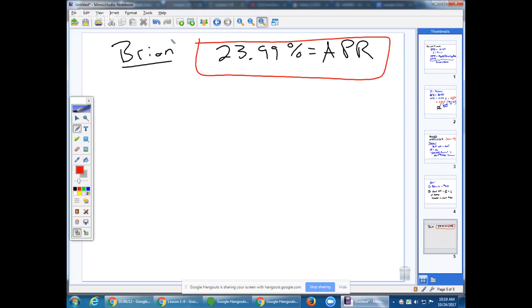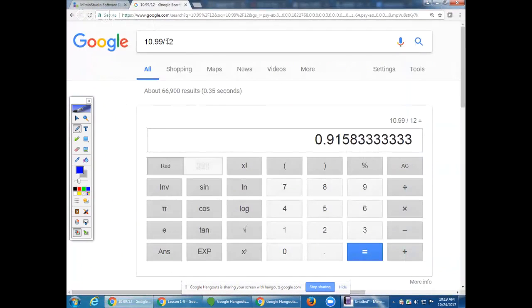So let's calculate his monthly rate. What is that going to be? So Brian's monthly percentage rate, I'll abbreviate as MPR, right? M is for month, is going to be that 23.99% divided by 12. Whip out a calculator. I think it's going to be around 2% roughly.